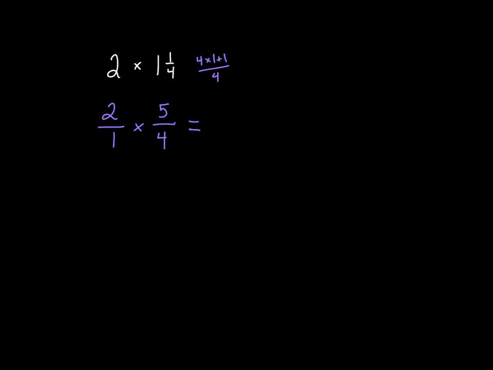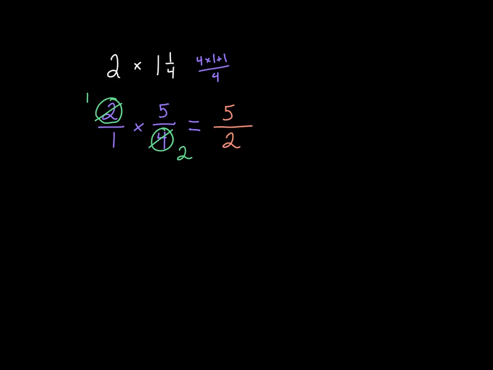All right, now we can start looking for numbers that can be canceled. So we have 2 and 4 can both be divided by 2. Gives me 1. Gives me 2. And that's all that can be canceled. So let's multiply our numerators. 5 times 1 is 5. 1 times 2 is 2.